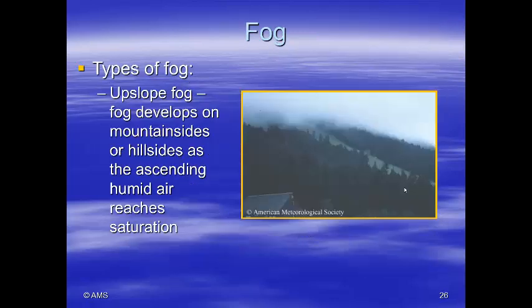We have upslope fog. So if you've ever been up in the mountains in New York, you've seen this a lot. The fog develops on the mountainside or the hillside, and what we have is ascending warm, humid air that reaches saturation. So the wind blows at the bottom of the mountain, it blows up humid air, which saturates as it starts to cool when it reaches the higher altitudes.